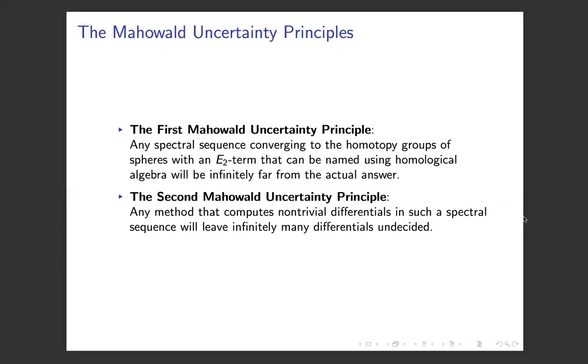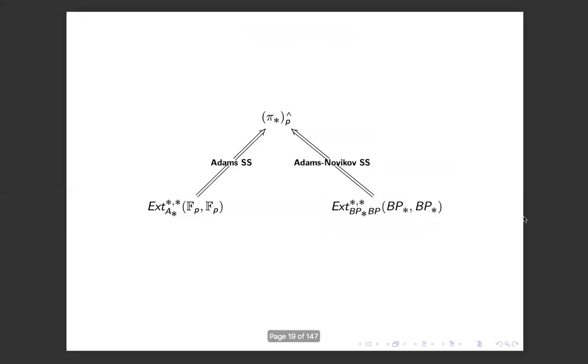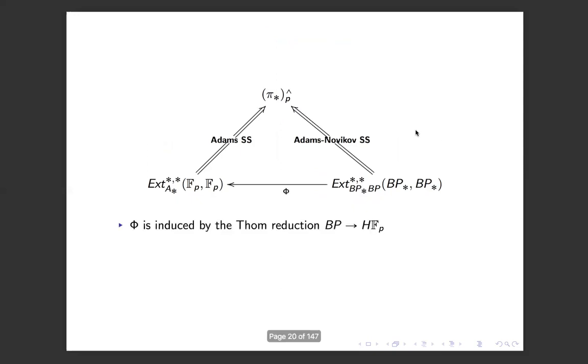Having these things in mind, one natural thing to consider is to compare the Adams spectral sequence and the Adams-Novikov spectral sequence. Here are some pictures. They're both Ext groups over some Hopf algebroid, and they converge to the same thing. So how do we compare them? Luckily, we have one map, which is the Thom reduction map. We have a map on the spectrum level from BP to HF_p. That gives us a map that preserves all the bigradings here, and it is natural. They converge to the same thing.